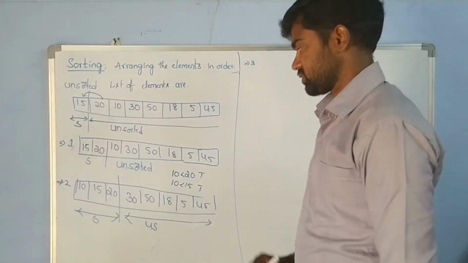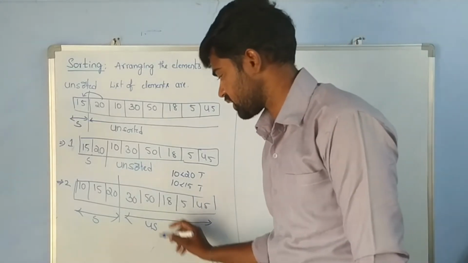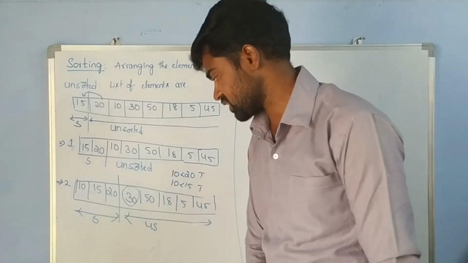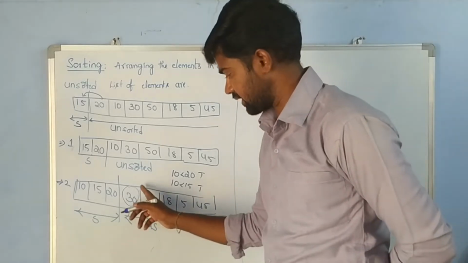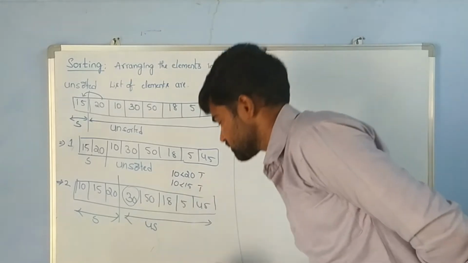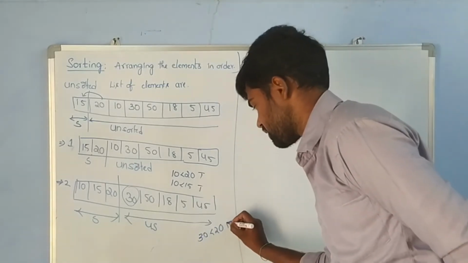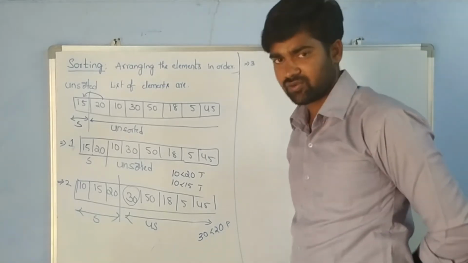Iteration number 3. So what is the sorted portion here? What do we have to do? We need to move the unsorted portion's first element. What is the unsorted portion's first element? 30, into where? Into the sorted portion by checking the specified order. So is 30 less than 20? The condition is false, because 30 is greater than 20.